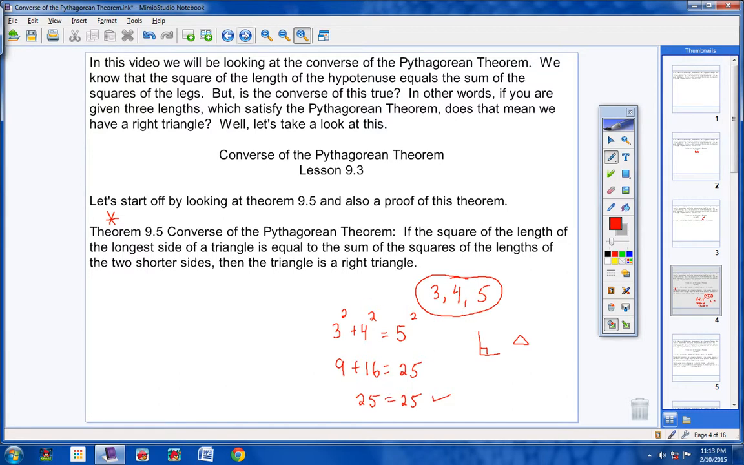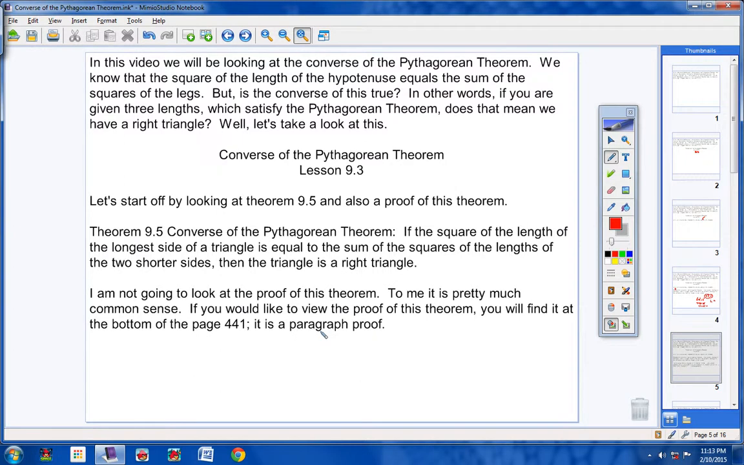Alright, let's continue on. Now, I'm not going to look at the proof of this theorem like I mentioned earlier. To me, it really is pretty much common sense. However, if you would like to view the proof of this theorem, you will find it at the bottom of page 441. And I know that none of you are responsible for this proof, okay? But it does explain this theorem.